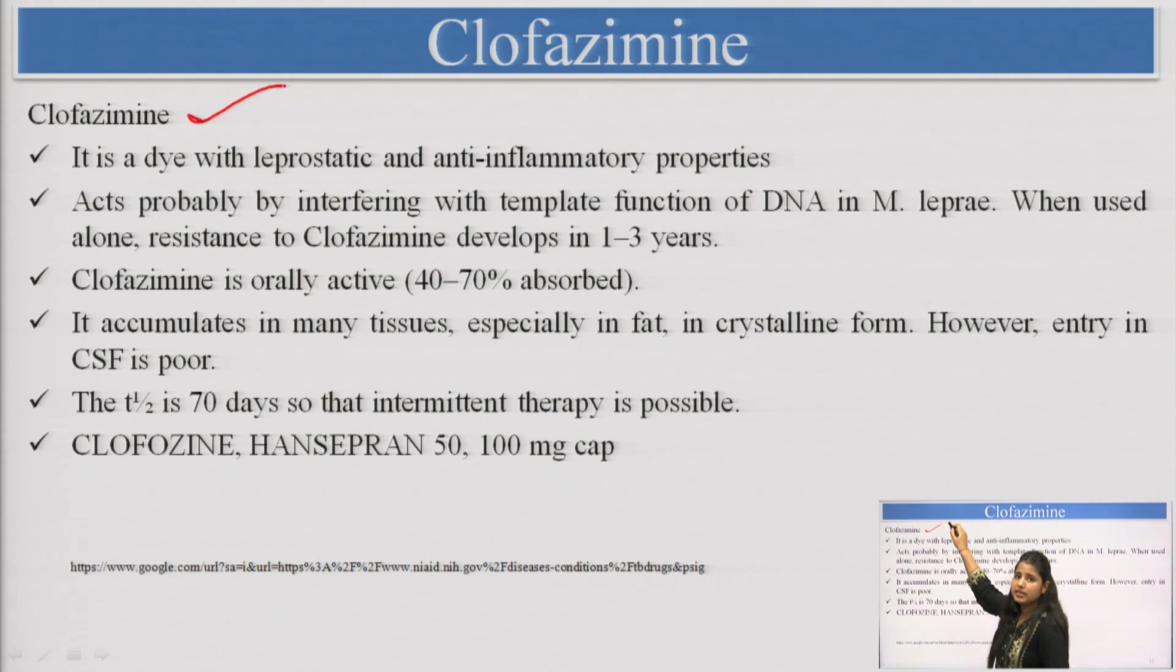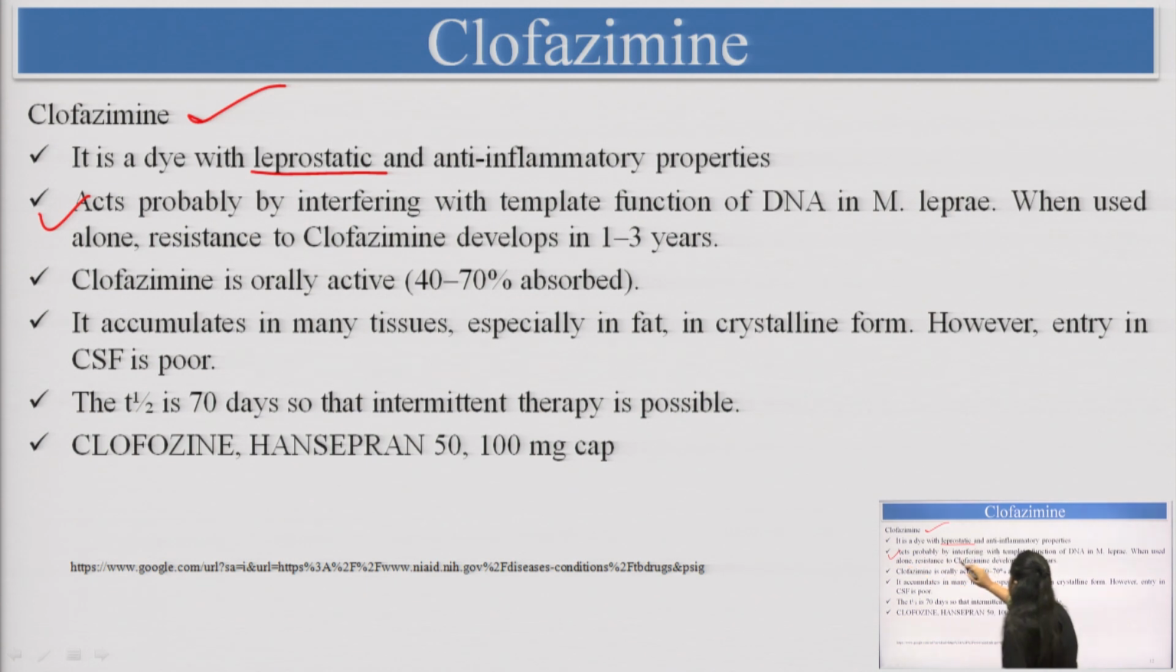Another drug is clofazimine, a phenazine derivative, which is a dye. This dye has a leprostatic property, so it can suppress the growth of the leprosy bacteria. It also has an anti-inflammatory property, and inflammation is one of the common features of the leprosy disease. So we can use this drug due to this property.